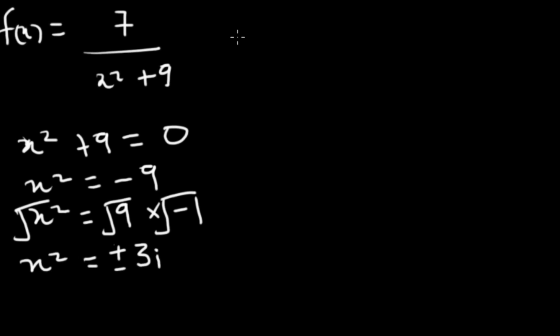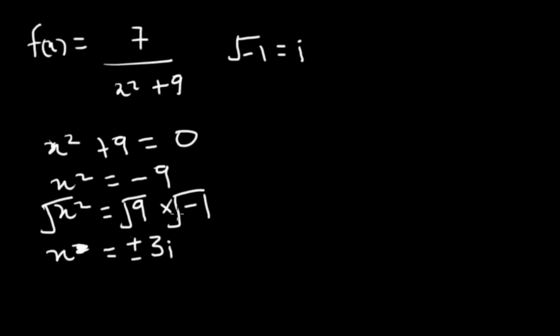being equal to plus or minus 3i. Now maybe this is new to you, but take note that the square root of negative 1 is equal to i, right? Let's cancel our square over there because we took the square root of x squared. So now we get x, which is the vertical asymptote, being equal to 3i or negative 3i. And since the value we have obtained is a complex number, the vertical asymptote does not exist, right? Does not exist.